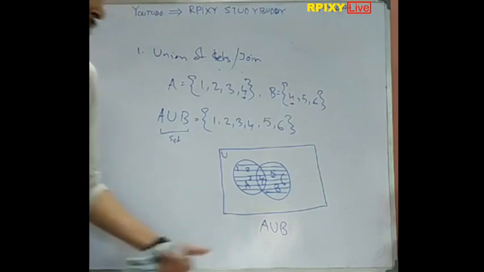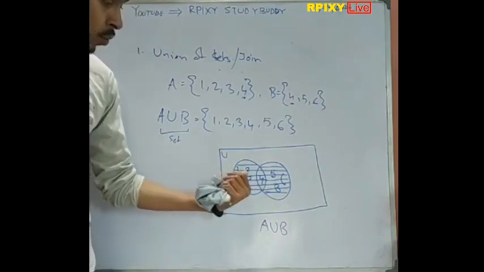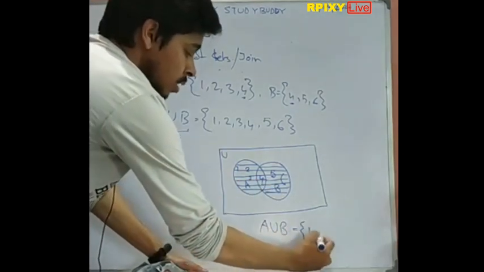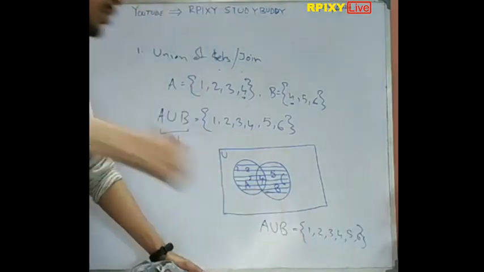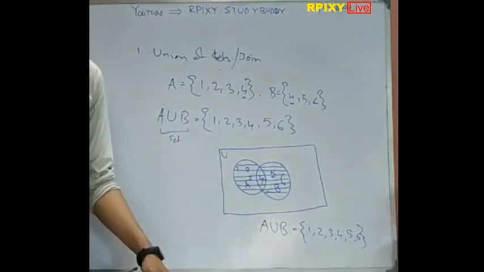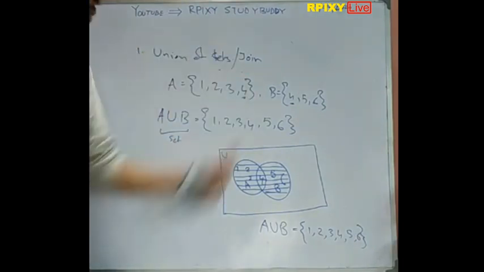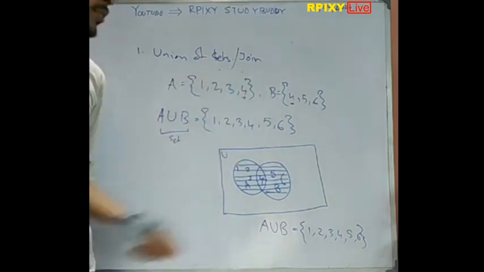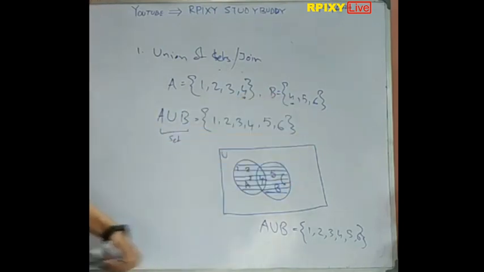Now you can see that inside the shaded region the elements are 1, 2, 3, 4, 5 and 6. So A union B is 1, 2, 3, 4, 5 and 6. So this is our first important operation, union of two sets. Okay, I am taking 2. If there are 3 sets, then you have to take all the elements of 3 sets.